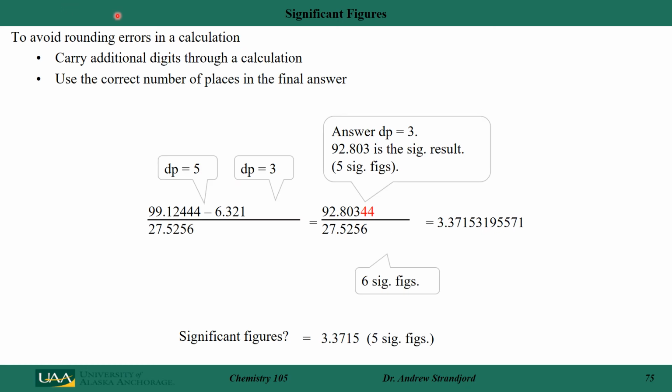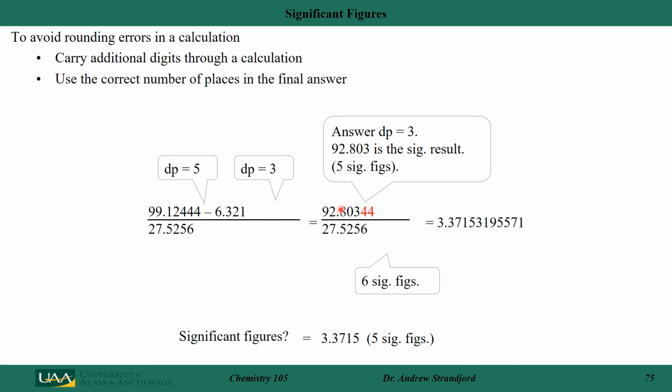What if I'm doing a number of different arithmetic operations on my numbers? To avoid rounding errors in a calculation, carry all the digits through the calculation, let your calculator do the work, and then correct the number of places in the final answer. For example, if I want to take 99.12444 and subtract 6.321, that's subtraction. I have 5 decimal points here and I have 3 decimal points here. I carry those through, get a new value.